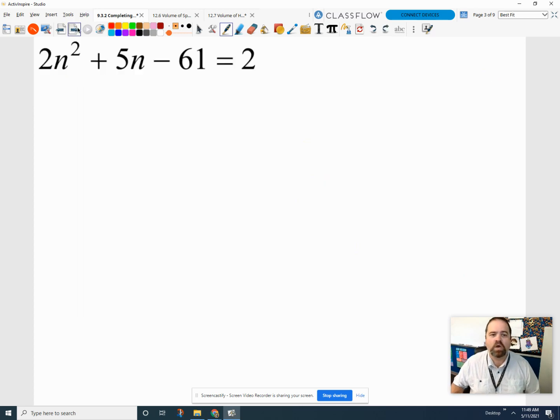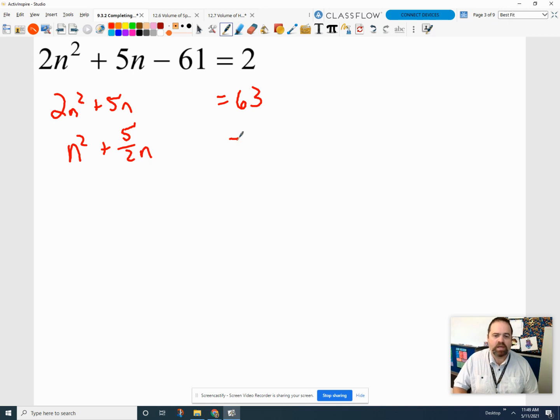All right, last one, hopefully. And again, try these. Turn them in if you want, or just bring them in on Friday and we'll take a look at them. So I'm going to move my 61. So it's going to be 2n squared plus 5n equals 63 on the right. Divide out the 2. You still have to do that first before you complete the square. So I'm going to divide everything by 2. N squared plus 5 over 2n equals 63 over 2.